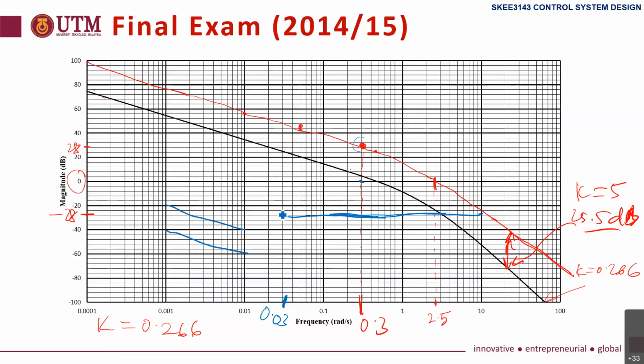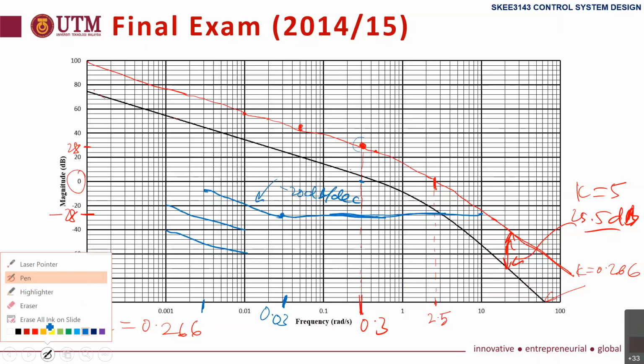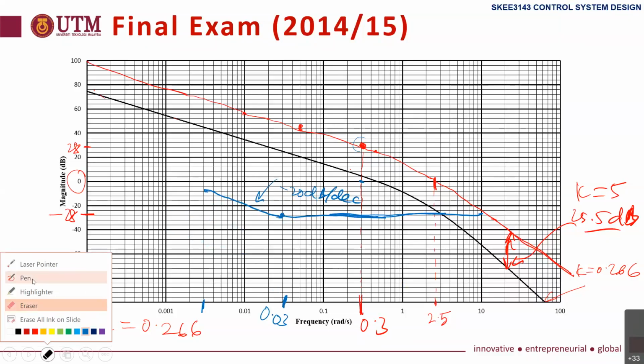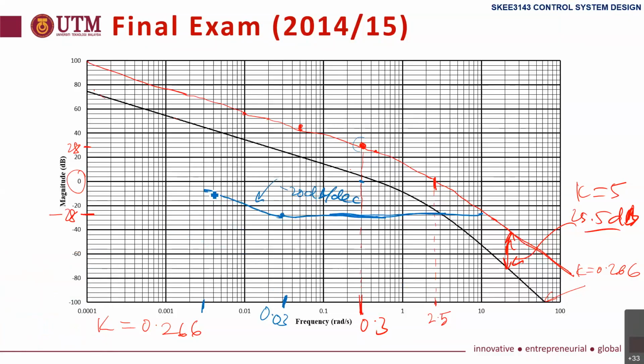I just estimate here 0.03, 1 decade, 0.003, it will be here. This is a line of minus 20 dB per decade. Okay, you have to take 1 decade, then make it 20 dB. But we need to continue this line until 0 dB.